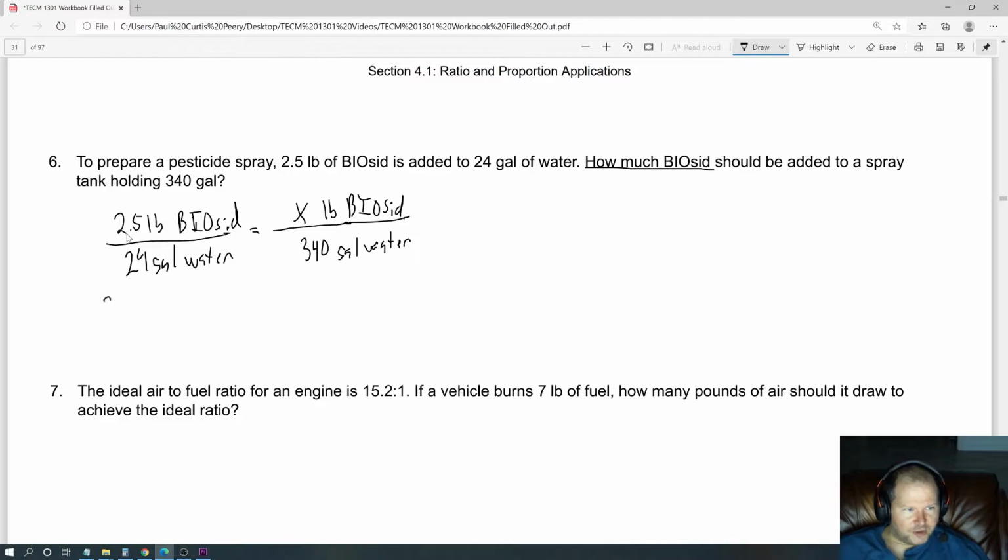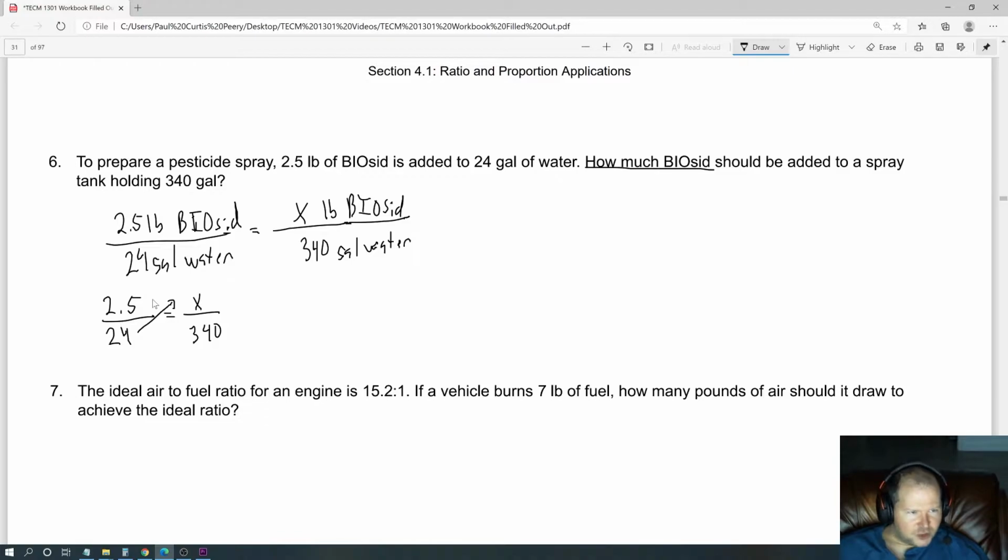Okay, now I'm going to rewrite the problem, but instead, I'm just going to leave off the units this time. And you can put as much as you want. You can put pounds on top, gallons on the bottom. You can leave out the biocid and water. You can label it as thoroughly or as little as you need to, just as long as you put everything in the right position. Okay, so now we're going to cross multiply.